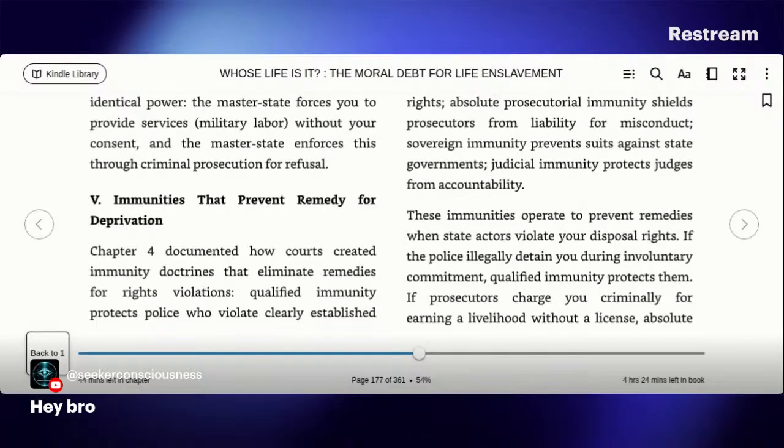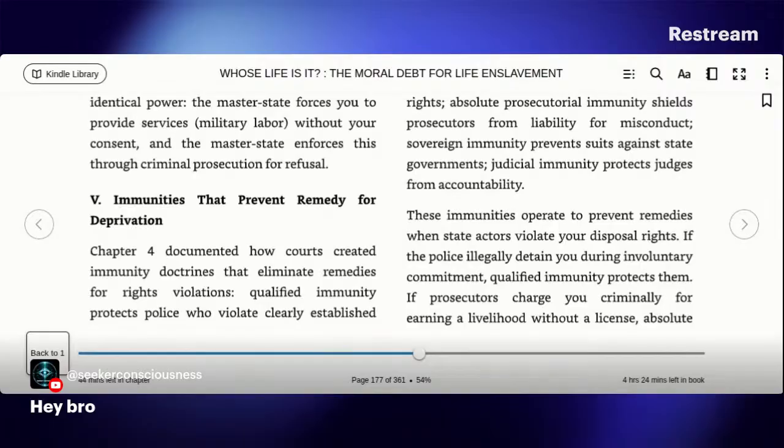Qualified immunity protects police who violate clearly established rights. Absolute prosecutorial immunity shields prosecutors from liability for misconduct. Sovereign immunity prevents suits against state governments. Judicial immunity protects judges from accountability. These immunities operate to prevent remedies when state actors violate your disposal rights.